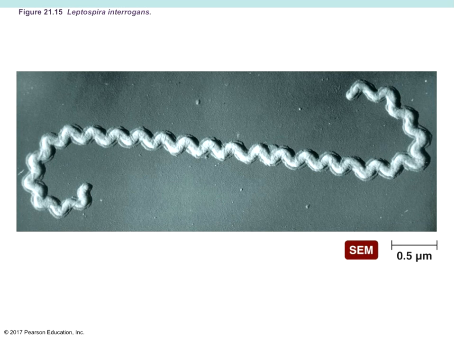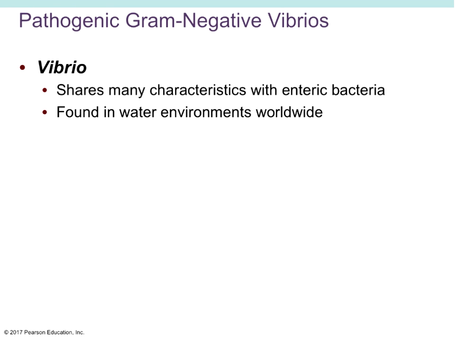So far, the 3 spirochetes we talked about have been Treponema, or syphilis. We talked about Borrelia, which causes Lyme disease or relapsing fever, and Leptospira, which is also a spirochete. So our next one that we'll talk about are Vibrios.